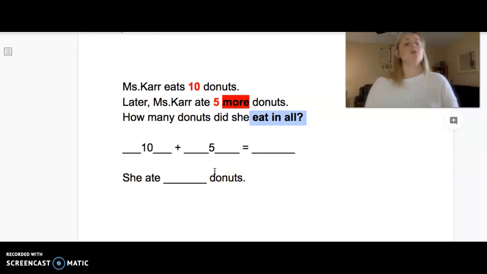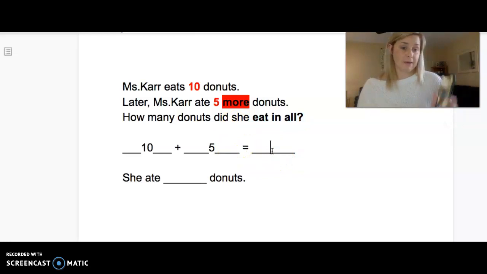You guys can either use manipulatives if you have something that you can count in front of you. If you have 10 things you can count and add 5 more together, you can definitely do that. You can use your fingers. You can use touch point. You can use your mind, or you can use your calculator. But either way, you're going to type in the number 10, 5, and equals. So you have 10 plus 5 equals blank.